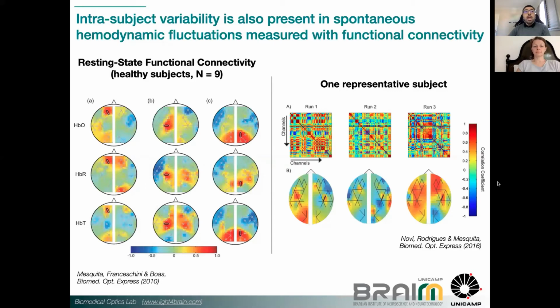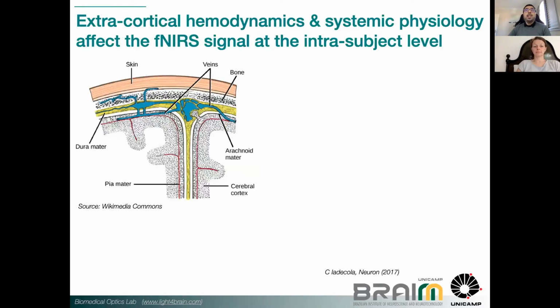And part of this is related to, and we have come to learn this over the past decade to be more exact, extracerebral hemodynamics and systemic physiology. If you look at the brain structure, and you are shining light from the scalp, just above the skin, and you want to see what's going on in the cortex, in the most external layer of the cortex, that's where we reach. But the signal, or the light that we measure, comes mostly from regions that do not even probe the brain.